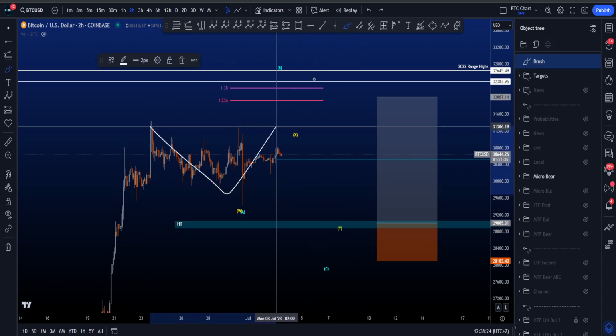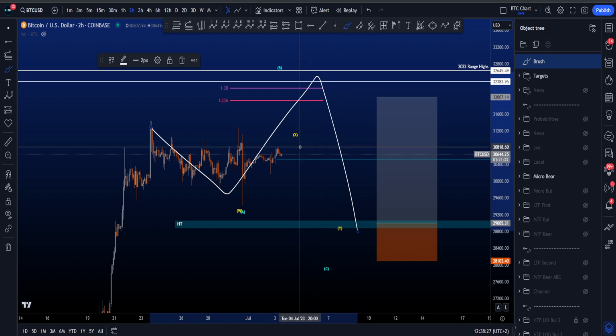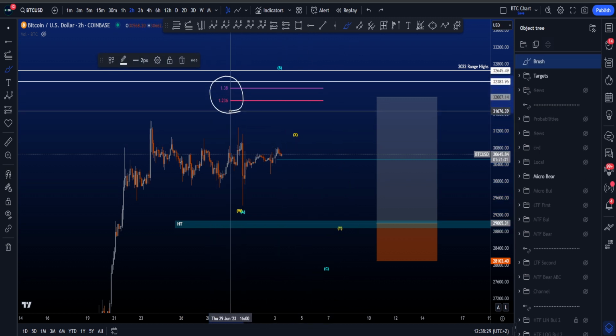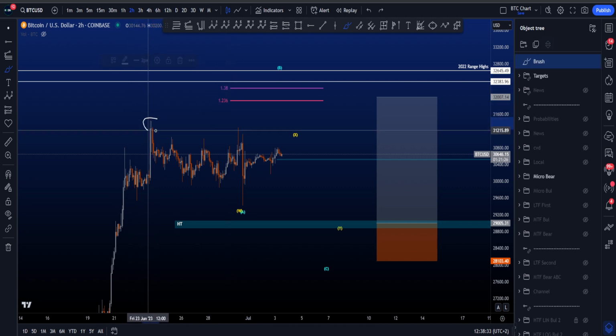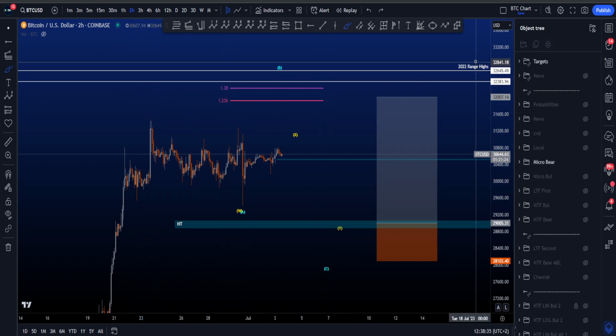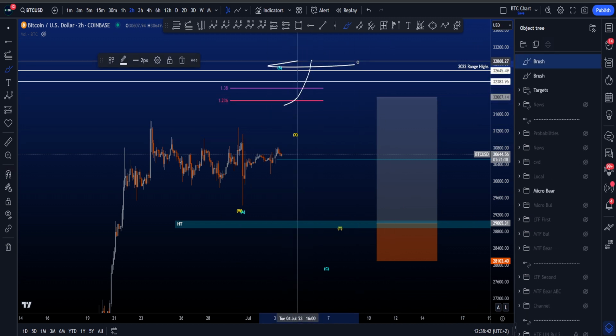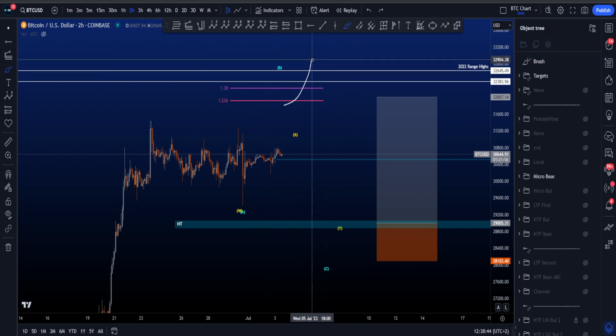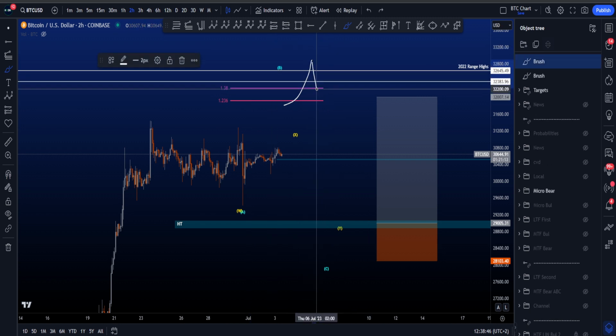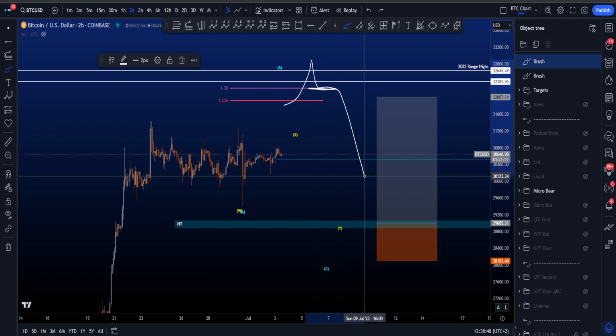Or we have the ABC expanding flat scenario, where the most common target for a wave B in an expanding flat is the 1.236 to the 1.38, taken from the high to the low of A, which is very close to the 2022 range highs. And oh boy, would I love it for price to move up, take the liquidity, everyone bullish, oh 32k, whatnot, but then wick this liquidity, move to the downside, close the candle below, and then boom, move down.